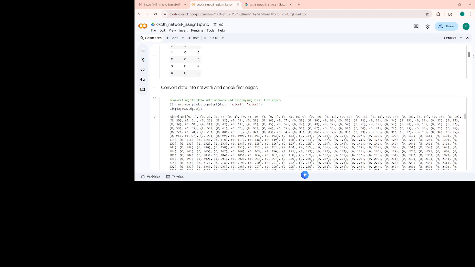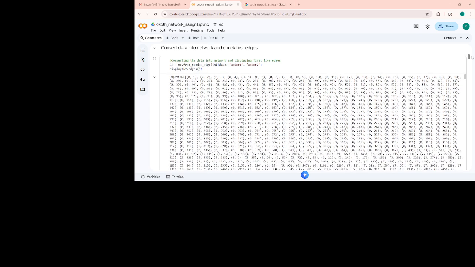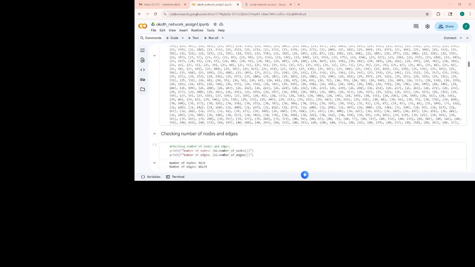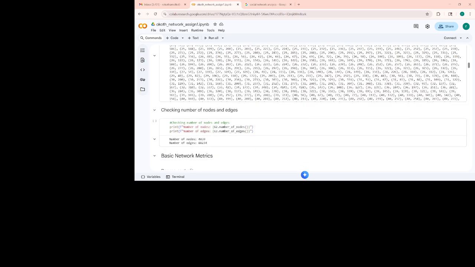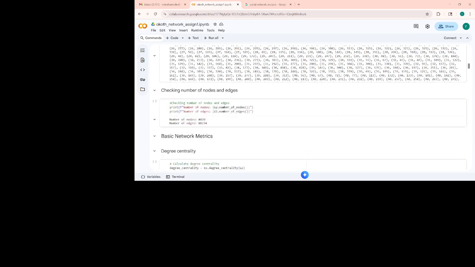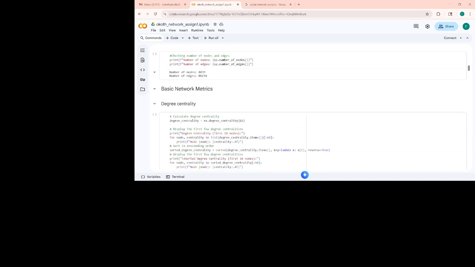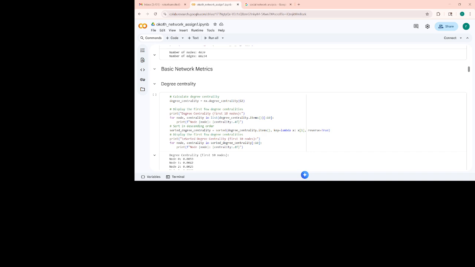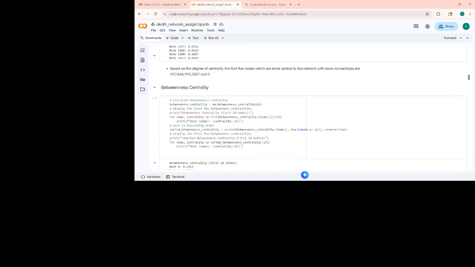Our network was G2, and we used nx.from_pandas_edgelist to convert the same into a network, and from there we were able to view the edges or the ties, and we also managed to check the nodes, which are the actors, and the edges within. We did basic network metrics like degree centrality and betweenness centrality.